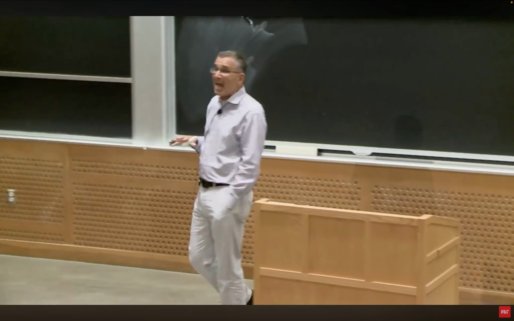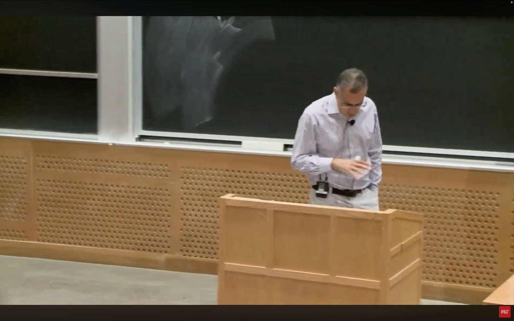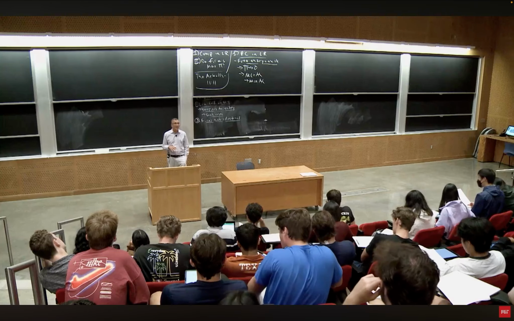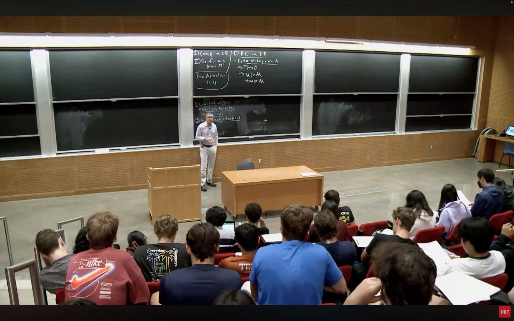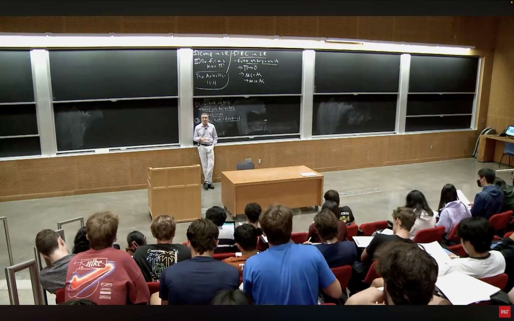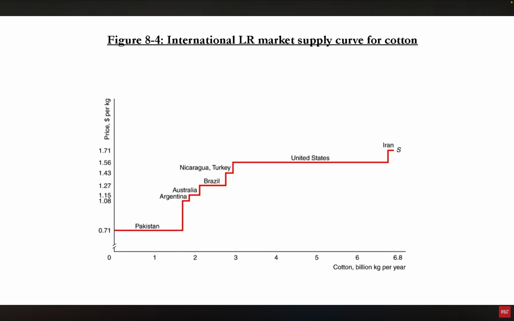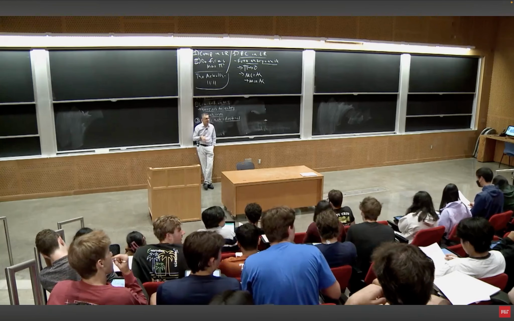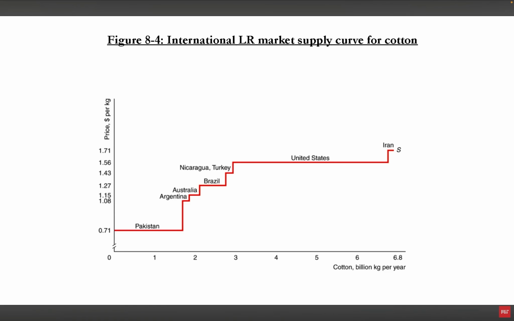Now, what happens in this market if the demand for cotton is 1 billion kilograms per year? Who makes the cotton and how much profit do they make? And what's the price? Let's say demand is 1 billion kilograms per year. What happens? Who makes the cotton? What's the price and how much profits do they make? Anyone? You got this. You know the answer. Yeah. Pakistan makes it. At what price? They make it at 71 cents, and therefore what's their profit?